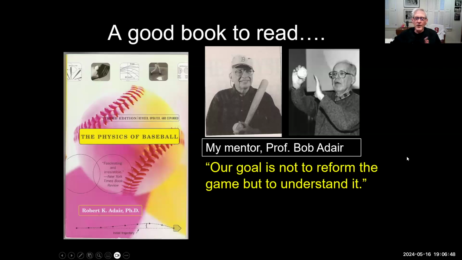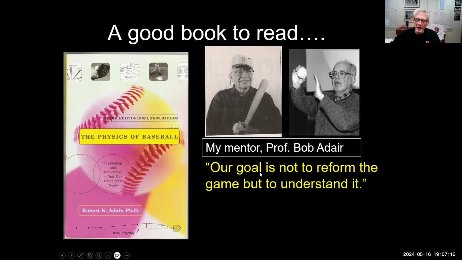So the thing that got me started on the physics of baseball was this book, The Physics of Baseball by Robert Adair, Bob Adair, who actually passed away a few years ago. He was a Yale professor. He wrote the book in the early 1990s, and this is the third and last edition. As I said, he passed away, I think, about 3 or 4 years ago.